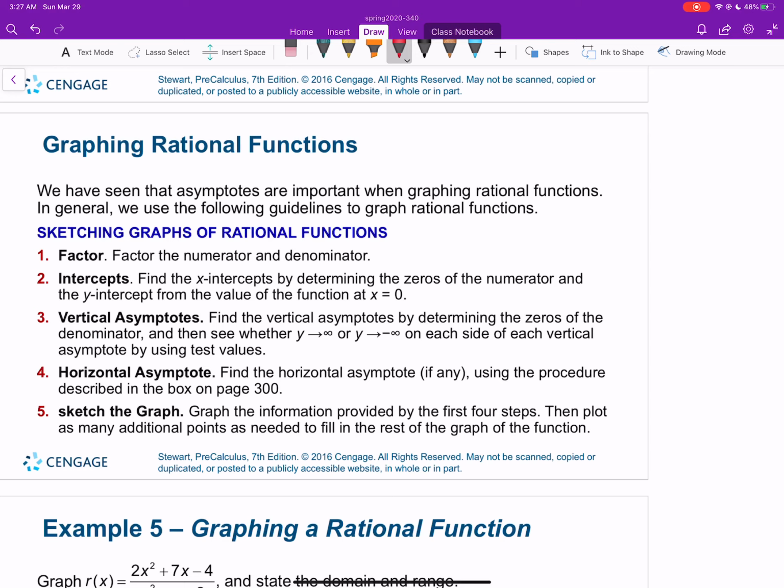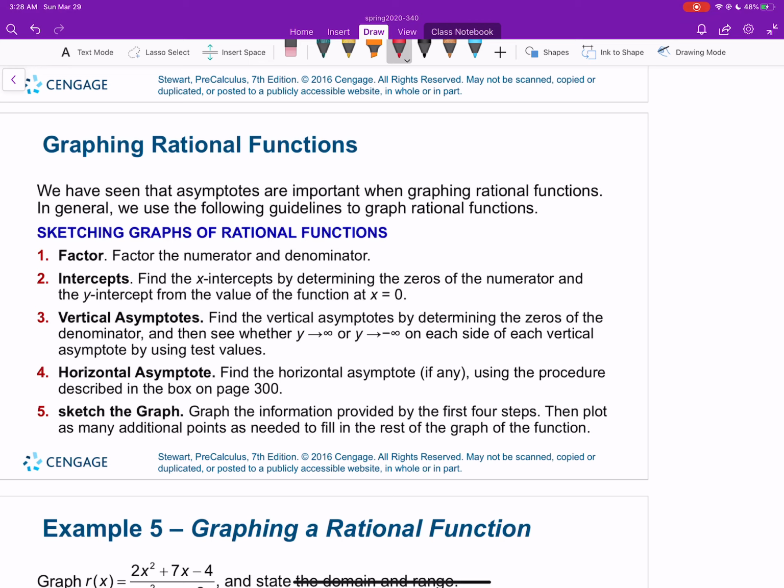And you do that by setting the denominator equal to 0 and checking to see if y is going to positive or negative infinity as you approach that x from the left or the right.